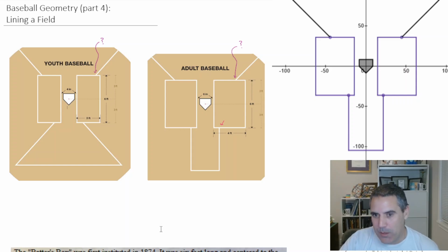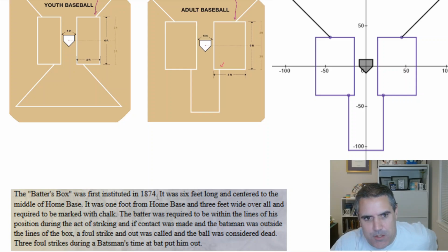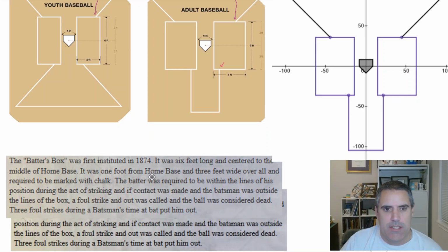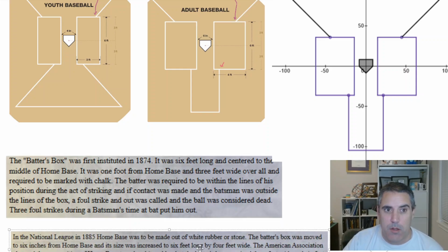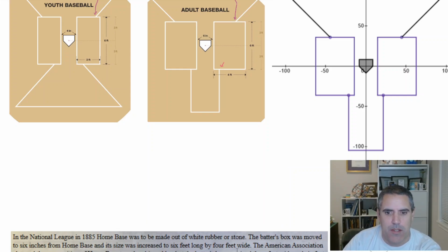So let me give a little bit more about chalking, and then we'll come back and we'll do some visuals here. So just a little bit of history. The batter's box was first introduced in 1874. So it's been around for a long time. Since then, it's been 6 feet long. So things haven't changed too much. It was eventually moved to, I think it was about a foot away from the plate, and then it was moved to 6 inches. So it's been pretty much the same since about 1885, with a few adjustments along the way.